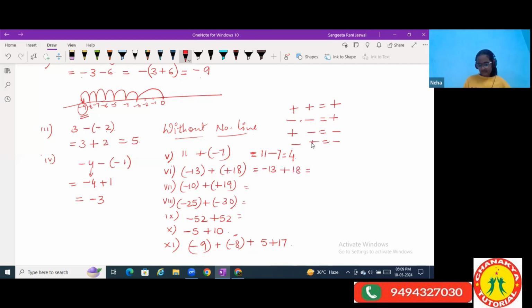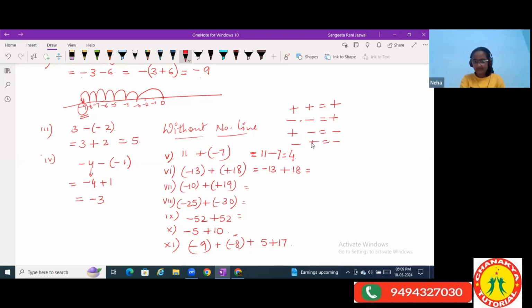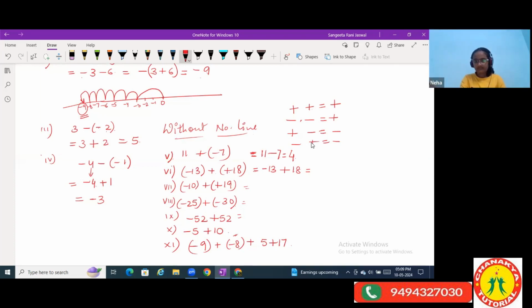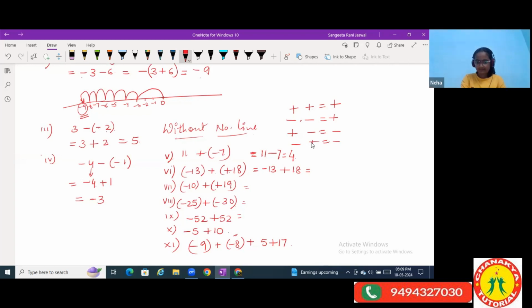Now what do you do? Ma'am, we add. See here, now one number is with a positive sign, another number is with a negative sign. Yes, Lakshita, I've seen your work. Good. Okay, so see, the numbers are with different signs now. So when the two numbers are with different signs, then what do we do? Subtraction. Yes, Neha, we do subtraction.